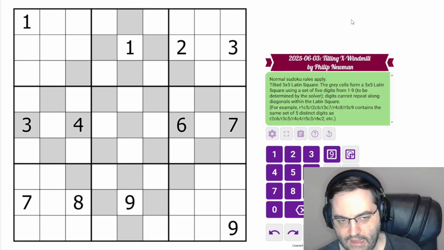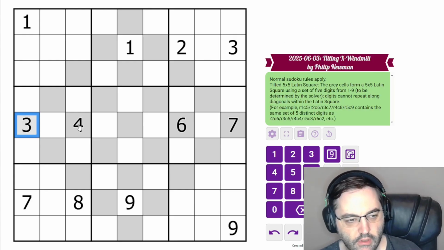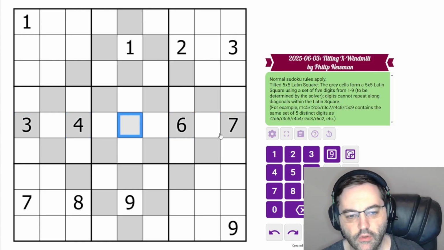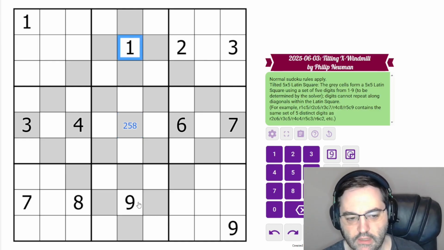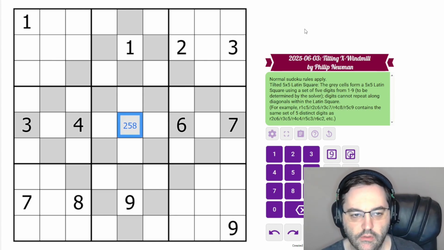And because this is gas, I've given you a little bit of a head start in that we have 4 of the digits that appear in the Latin square. We don't know what the 5th digit is. I will pencil mark the possibilities. It can't be 1 or 9. We already have 3, 4, 6, 7. So it is 2, 5, or 8. We can't resolve that until we do more with the Latin square.